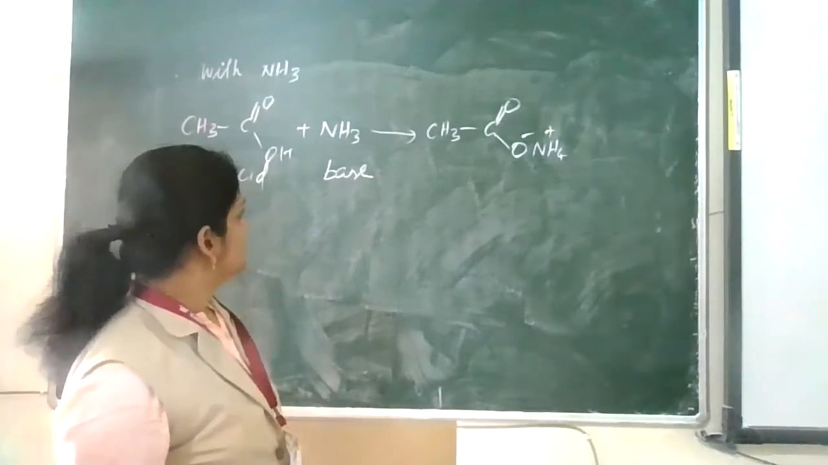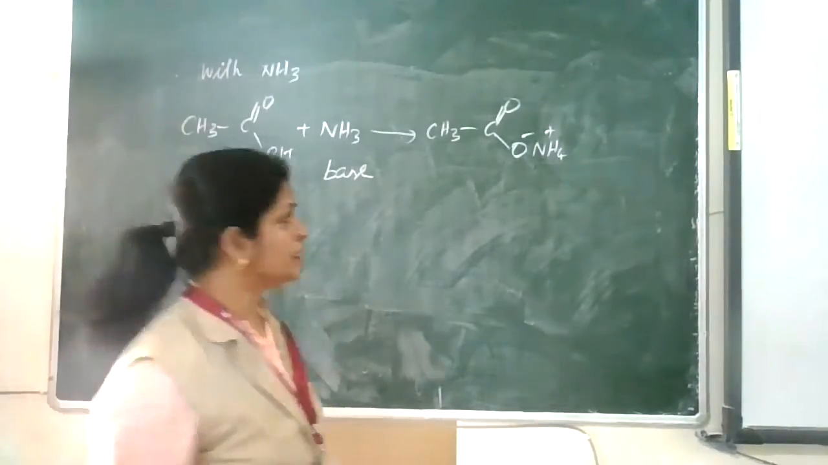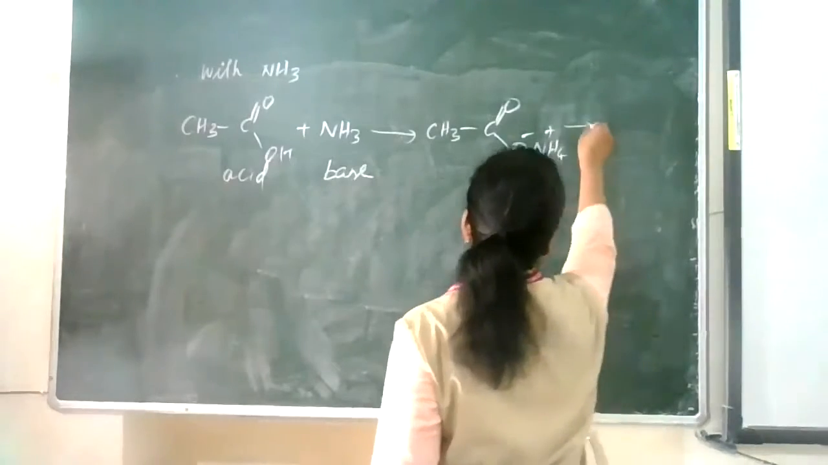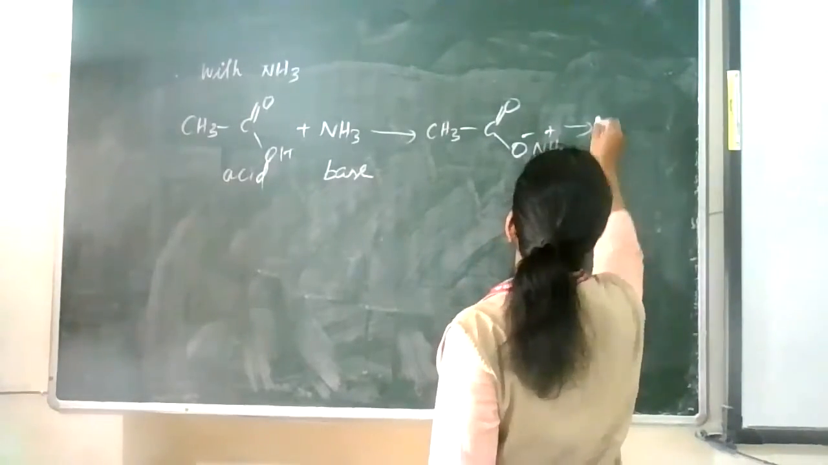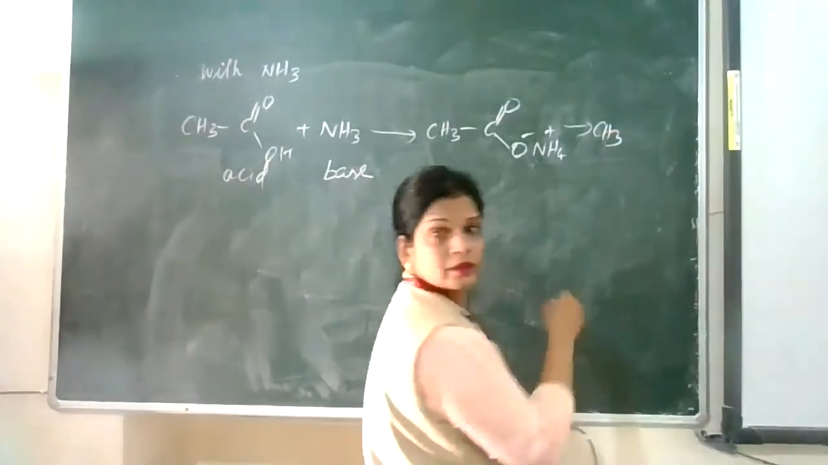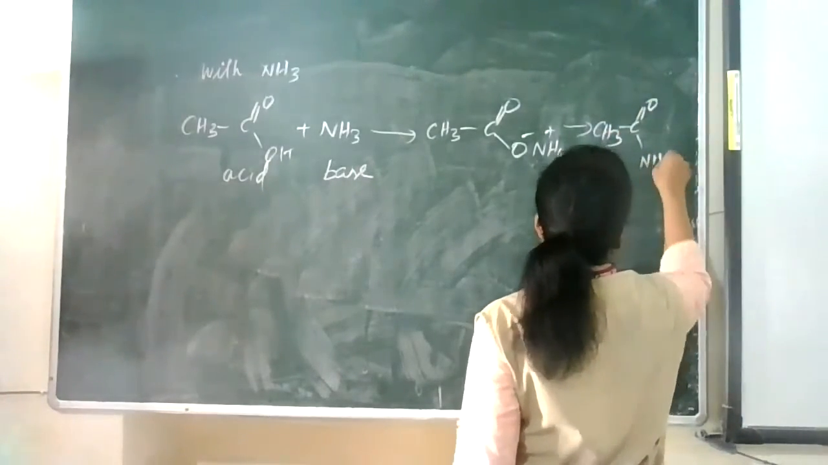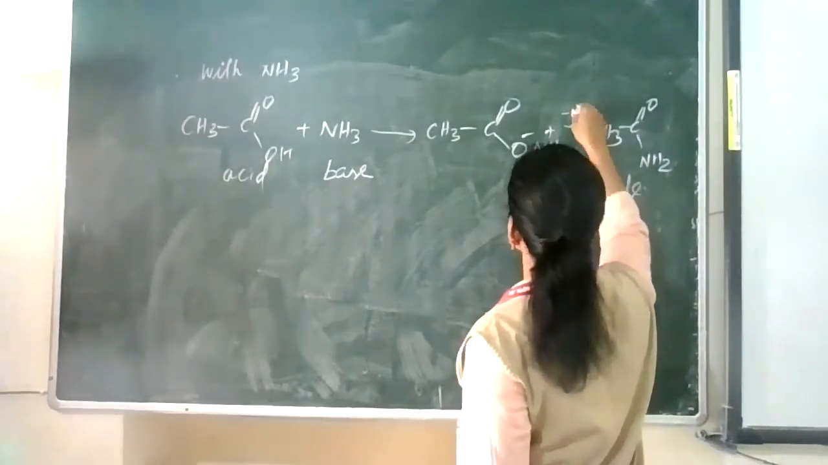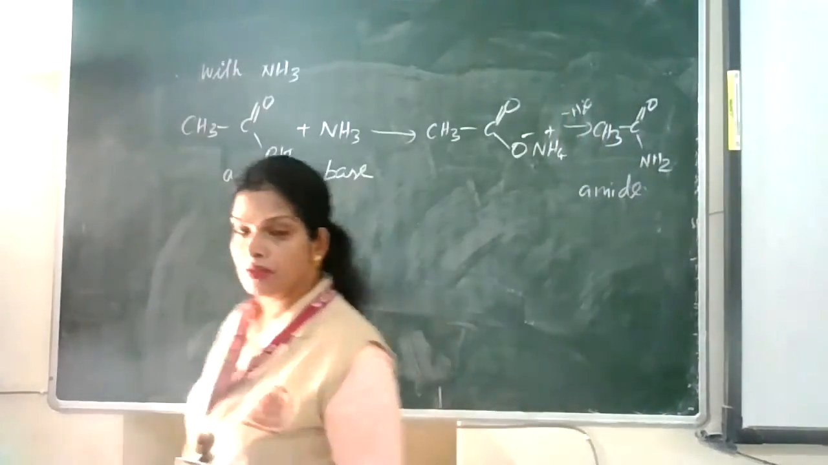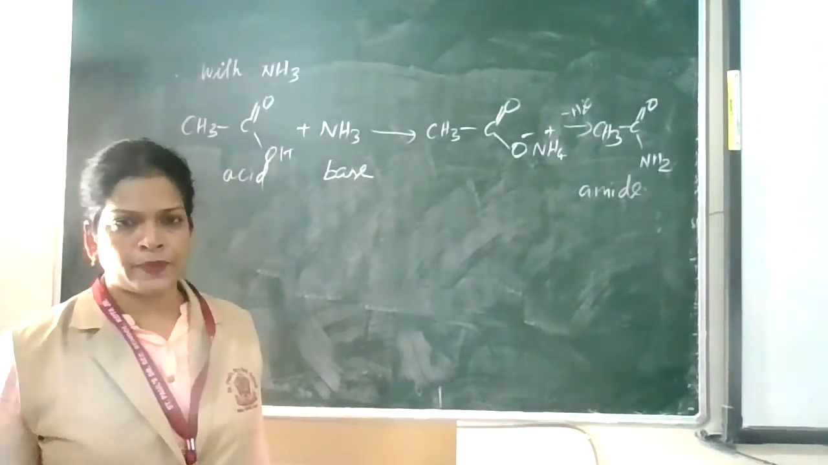Now from here, one molecule of water will be going, you are getting H2O, that is CH3CONH2. Means an amide is formed by using one molecule of water, minus H2O, that is amide will be formed.